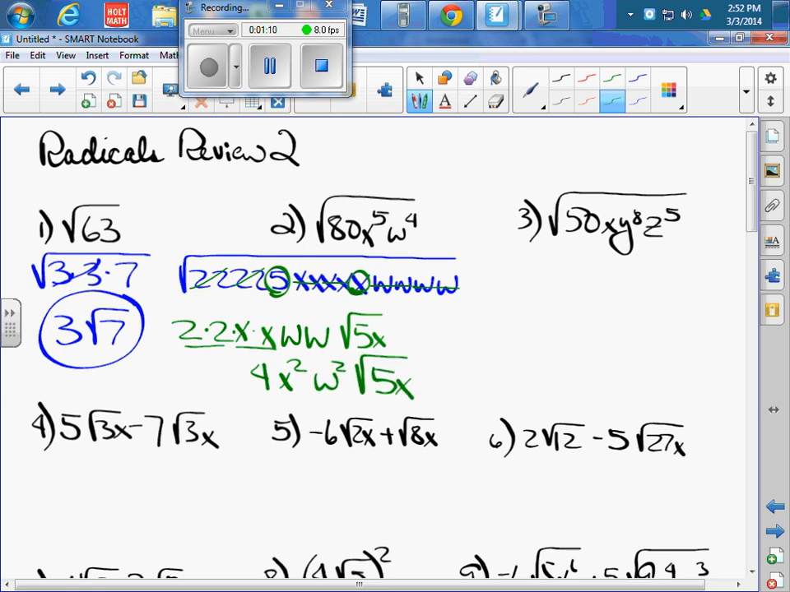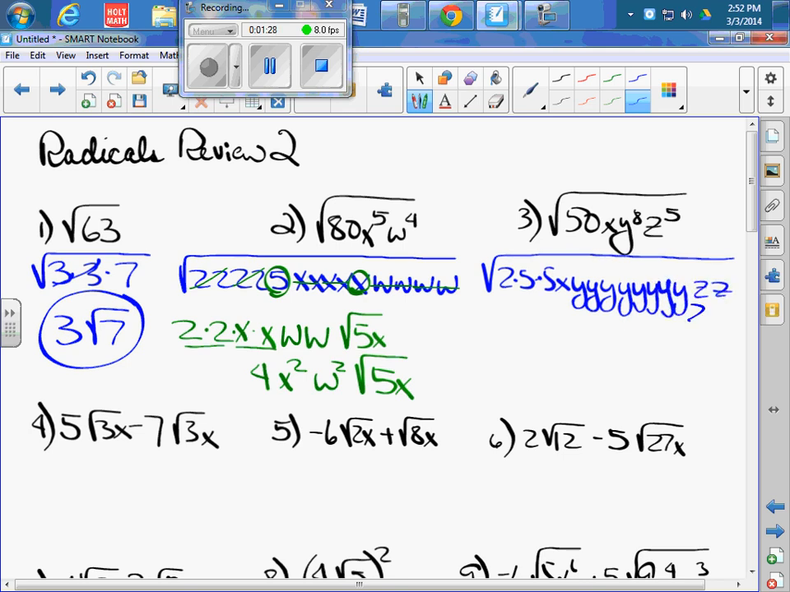In number 5, write out 50, the prime factors. 2 times 5 times 5. You have an x, you have 8 y's, and 5 z's. And start crossing 2 out, write 1 down. The 5 comes out. This 2 stays back. This x stays back. It doesn't have a partner.